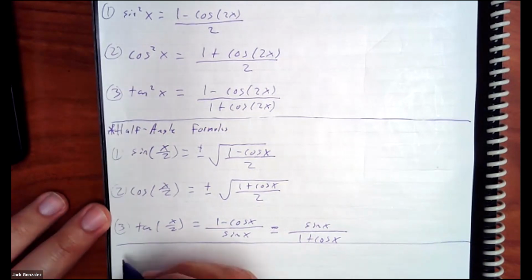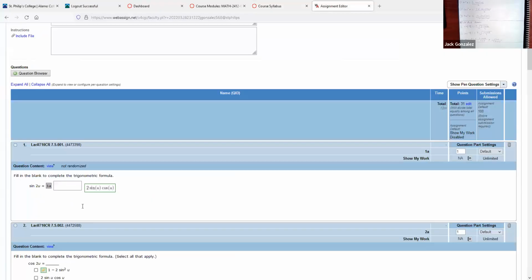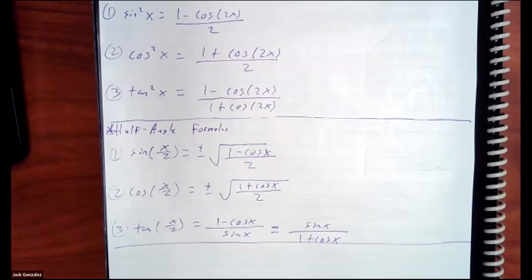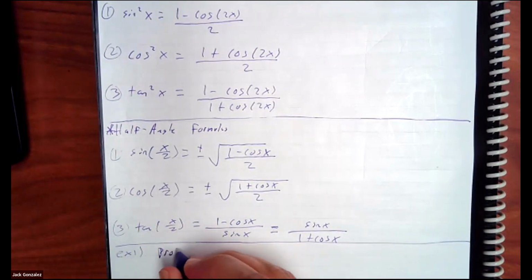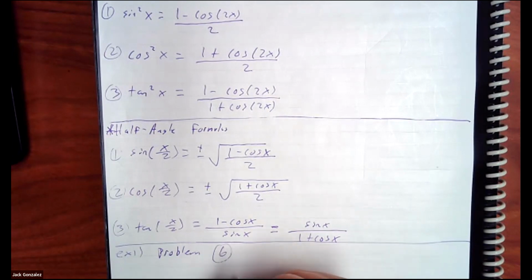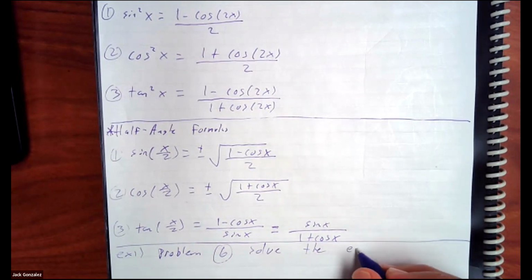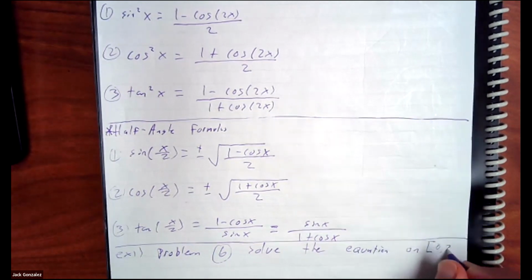Yeah, this looks good. I believe this is problem 6 from your homework. Let me check. Yeah, let's do this one. Problem 6. Solve the equation on 0 to 2 pi.